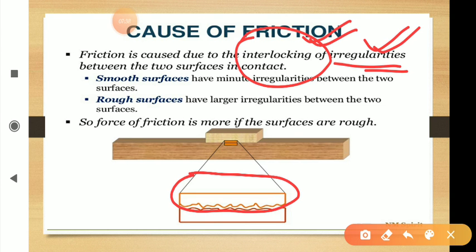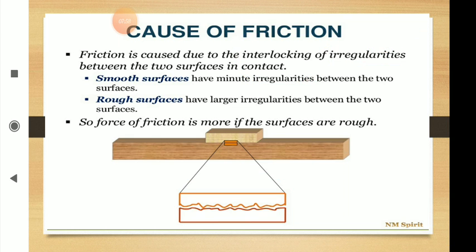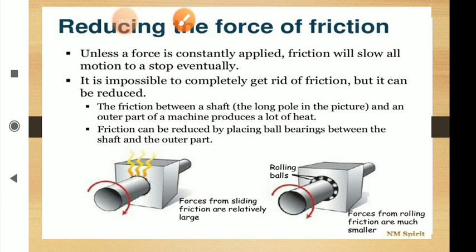So larger is the irregularities or larger is the interlocking, larger will be the friction. Larger is the roughness of the surface, it will provide larger friction. And if the surfaces are more smooth, less the frictional force it will provide. Now, if we say that frictional force has certain advantages, it also has some disadvantages.